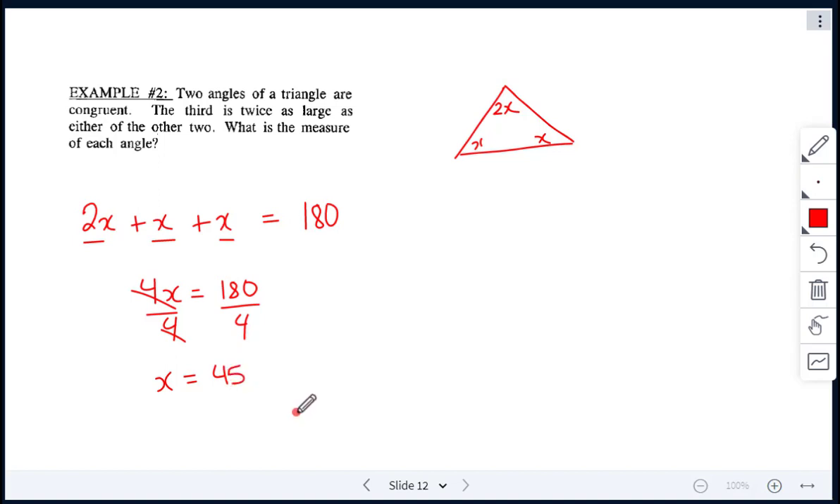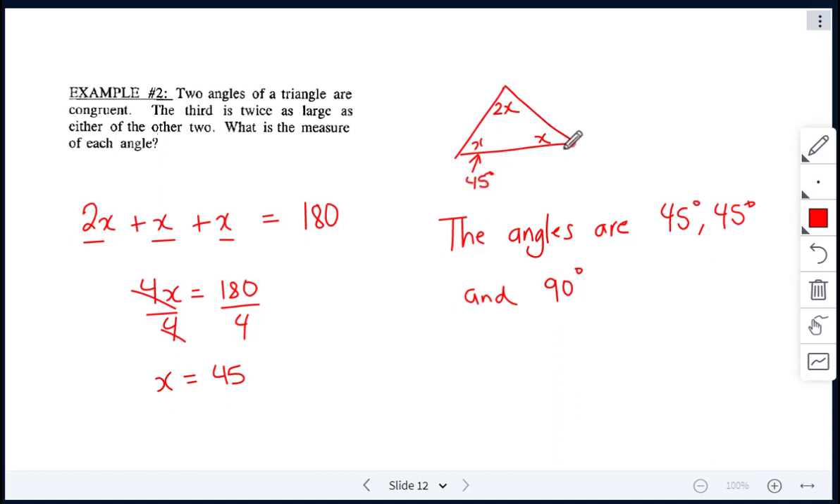So what does that mean? That means these two angles are 45, and this angle here will be 45 times 2, which is 90 degrees. We can put that in our final statement here: the angles are 45 degrees, 45 degrees, and 90 degrees. So that one here is 45, that one is 45, and this one here is 2 times 45, which is 90.